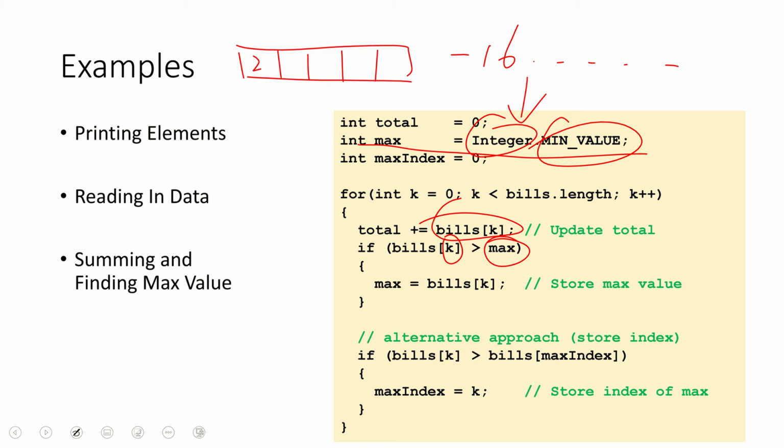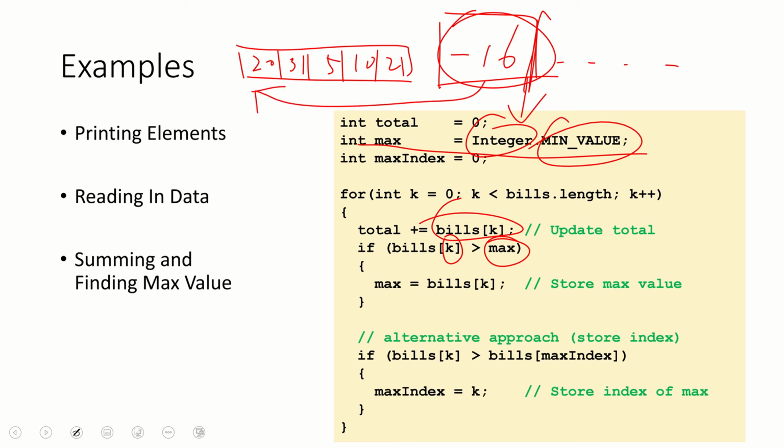For example, it's 20, 31, 5, 10, 21. Okay, so if we already know one of the values, we set the maximum number, which is minus 16, for example. Once you know that, what do you need to do? You want to compare each element, right? Compare this, compare this, compare this, compare this.